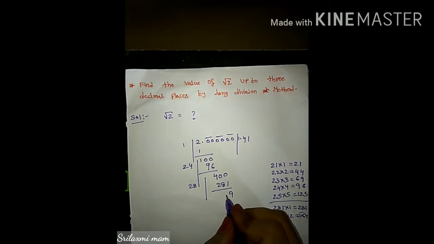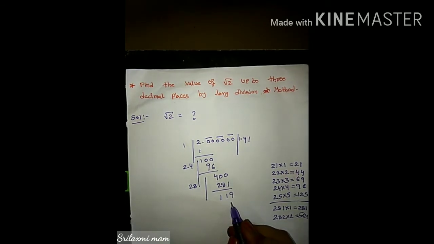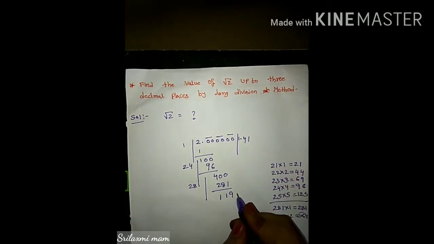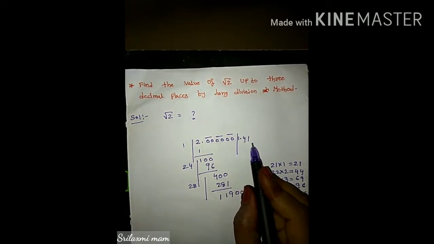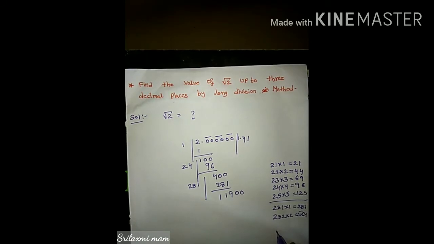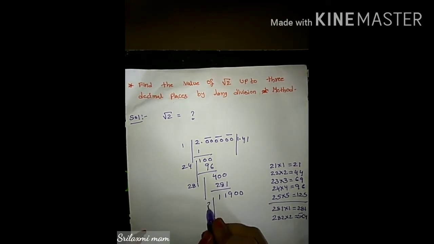So 119. Then we take 2 zeros. Here the number is 141. So 2 times 141, that means 141 into 2. That means 2, 4 twos are 8, 2 ones are 2.